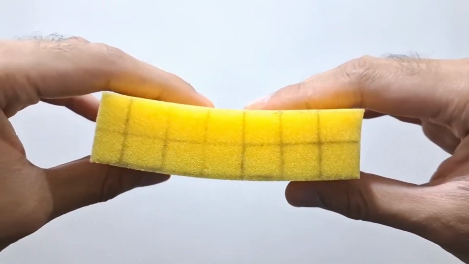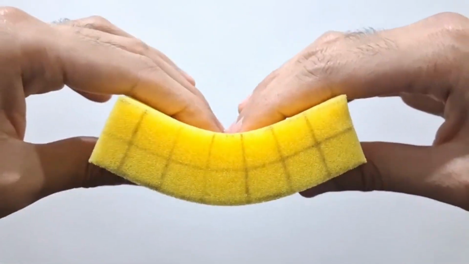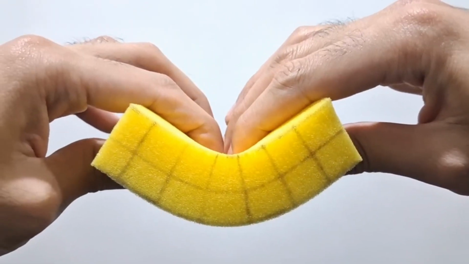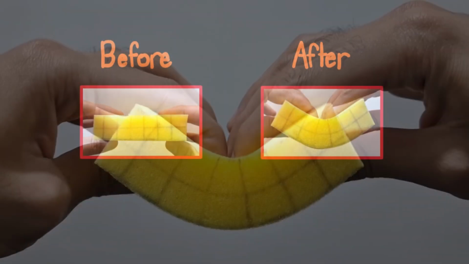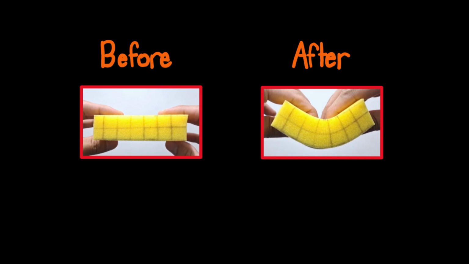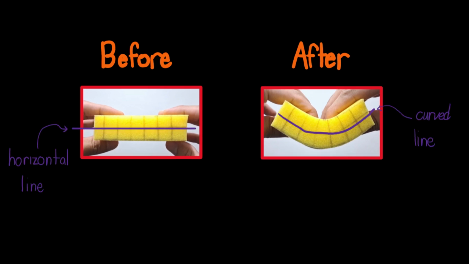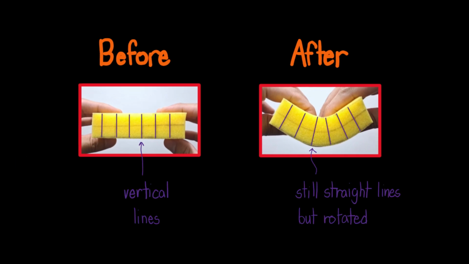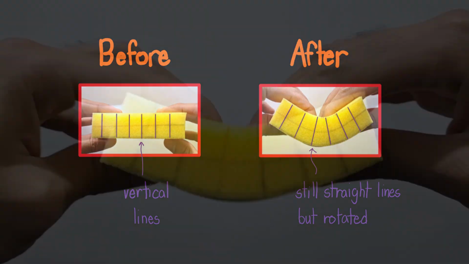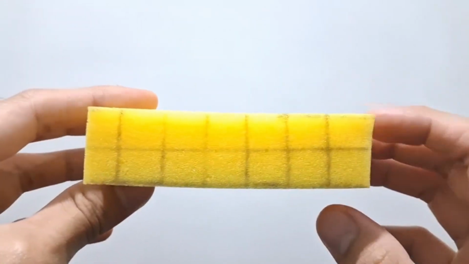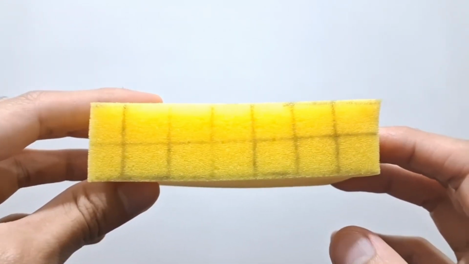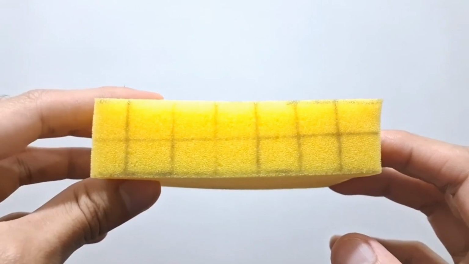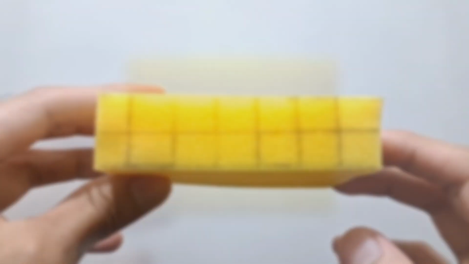Now, let us bend the sponge. First, we can observe that the horizontal lines have become curved. Second, the vertical lines are still straight, but they have rotated. Let us take note of this observation because we will use them to derive some important equations in structural engineering.